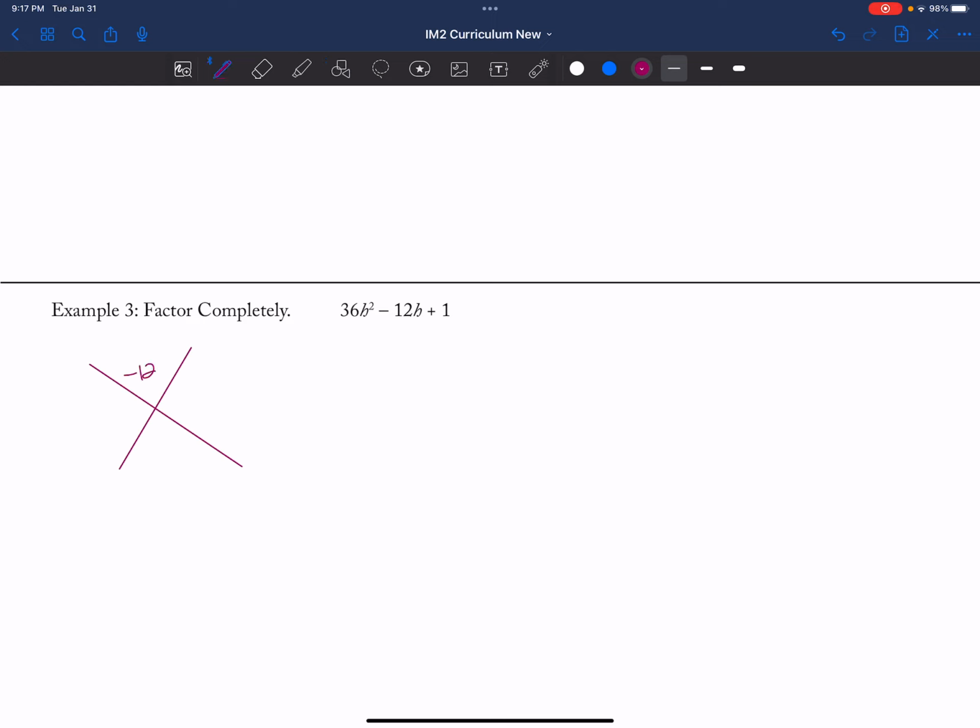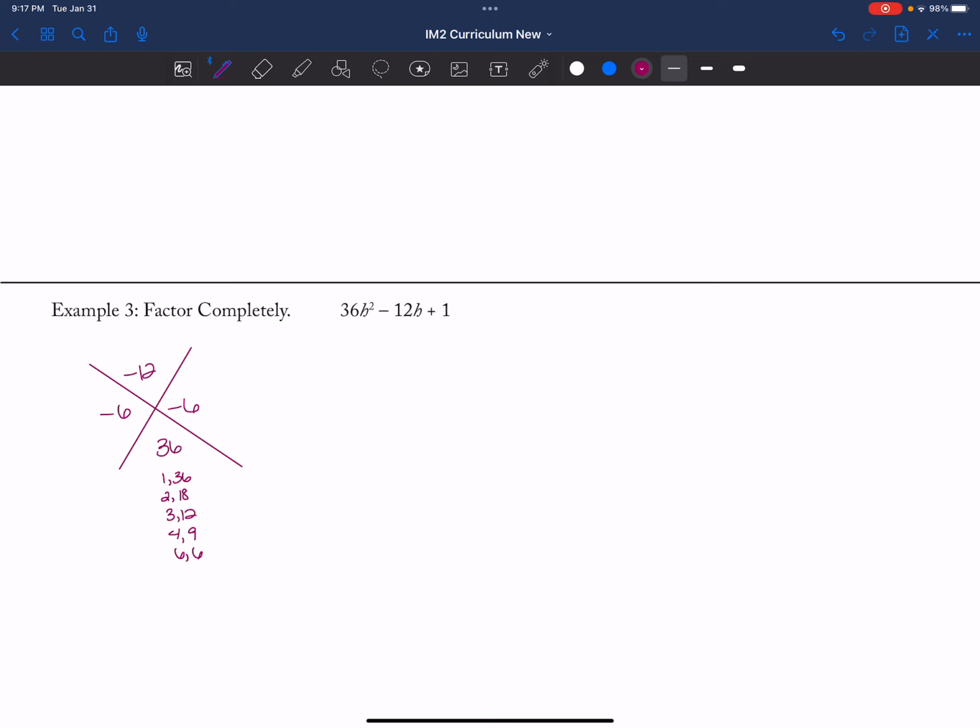Another one. So negative 12 goes in the top and 36 goes in the bottom. So 1 and 36, 2 and 18, 3 and 12, 4 and 9, 6 and 6. So obviously negative 6 and negative 6 work.